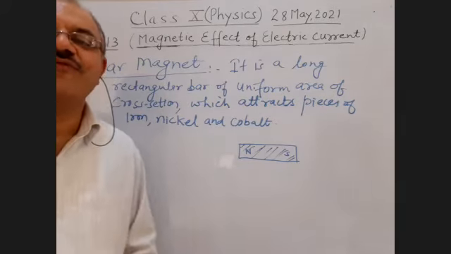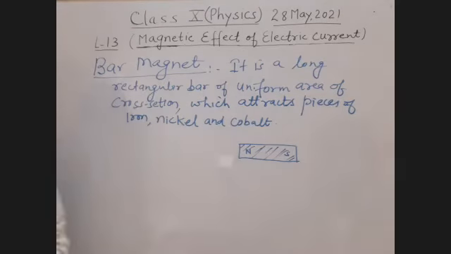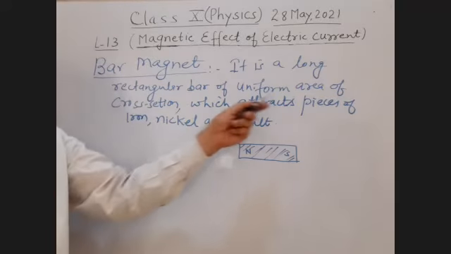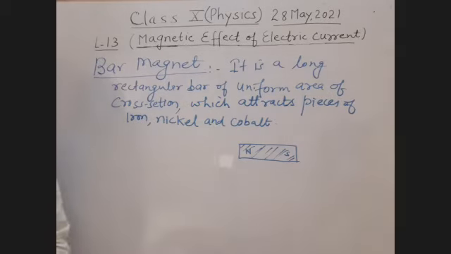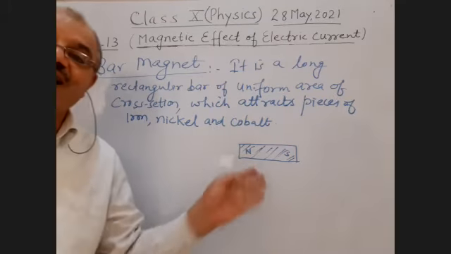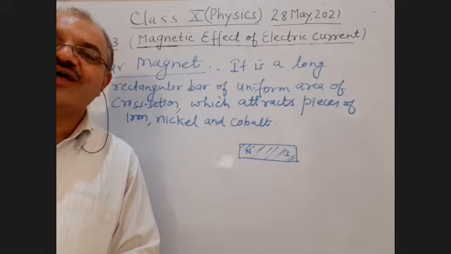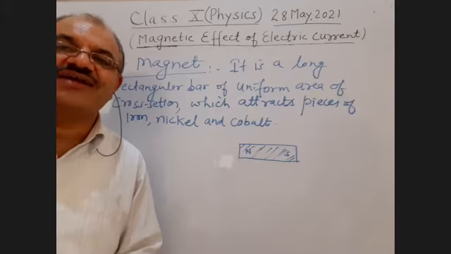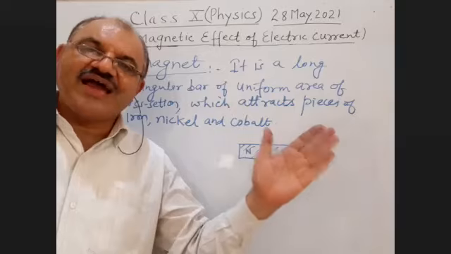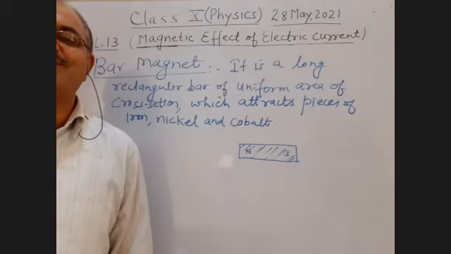Yes, students, we were discussing this bar magnet. A bar magnet is a long rectangular bar of uniform area of cross-section which attracts pieces of iron, nickel, and cobalt, and it has two poles, north pole and south pole. The property of magnetism says similar poles repel each other and opposite poles attract each other. This is the property of magnetism.